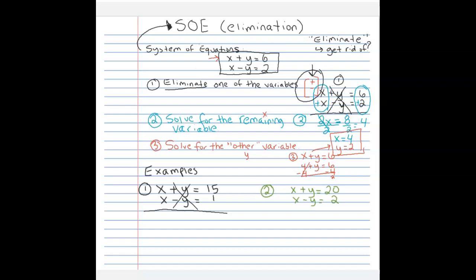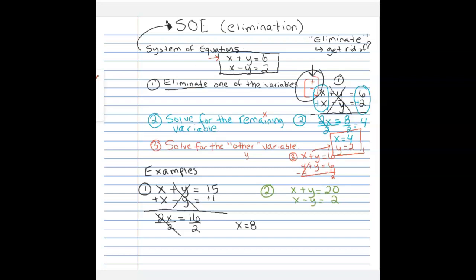So we have x plus x. Then we're going to do the second step. x plus x is 2x. We got rid of the y's. 15 plus 1 is 16. Divide both sides by 2. x equals 8. I'm going to write this off to the side because I know I'm going to need the two of them back together at the end.